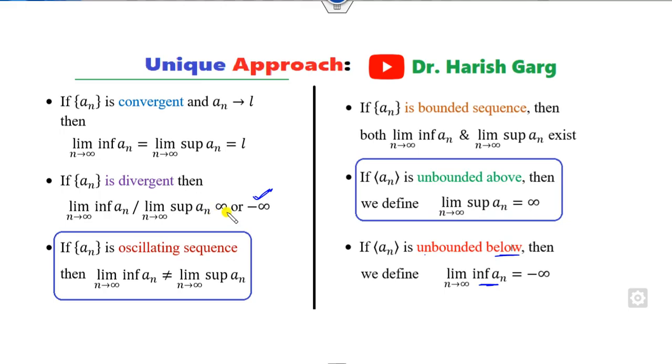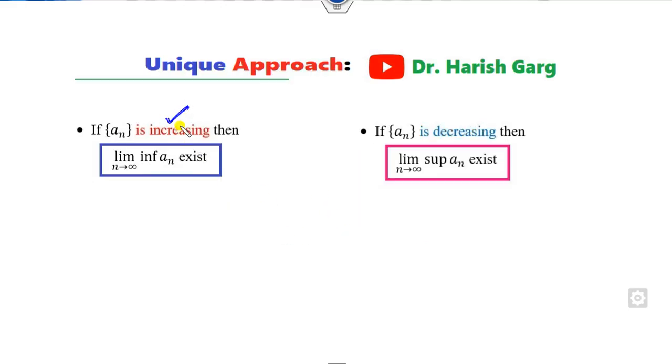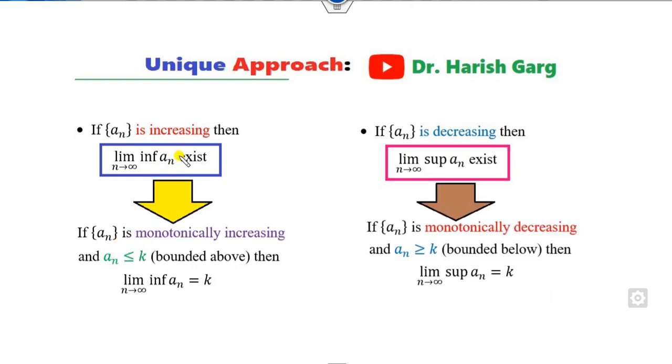If you prove that the sequence is increasing, then the limit of infimum must exist. That means it is not infinity or minus infinity. On the other hand, if it is decreasing, then the supremum again exists. Now the last concept is, if you prove that a_n is monotonically increasing and bounded above, only bounded above, not completely bounded, then the limit of the infimum is nothing but this k. Second case, if it is decreasing, then this k is the supremum of this one.